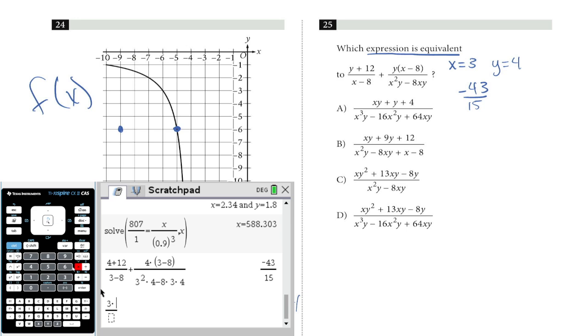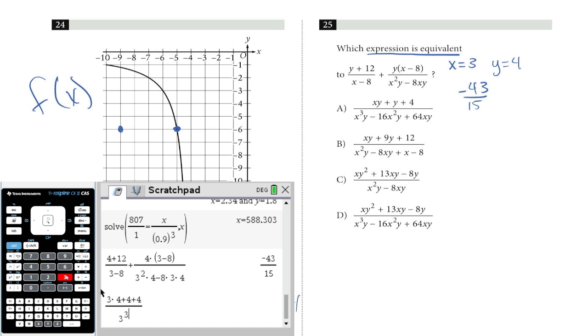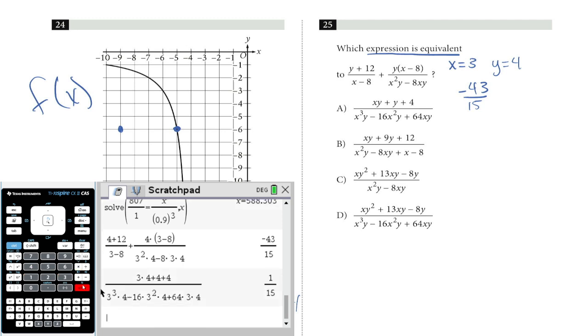Again, it's going to be tedious. That's what's kind of annoying with this method, you're probably going to go a little bit slower. And this is actually probably one of the longest ones that you're going to have to type in. So again, I'm just typing in choice A, but instead of putting X and Y, I'm putting the 3 and 4 respectively for each thing. So Y times 3 squared times 4 plus 64 times 3 times 4. So I got 1/15, so the answer's not A.